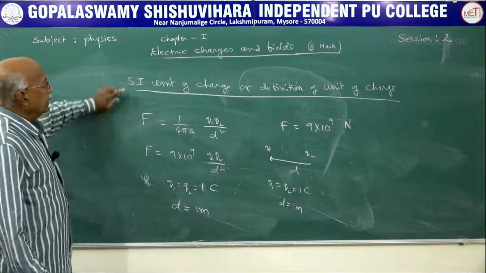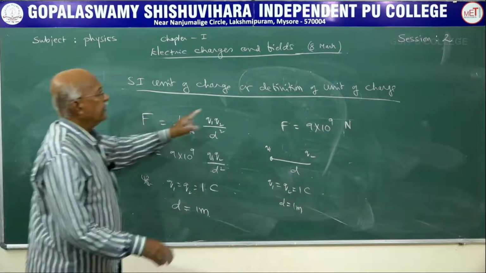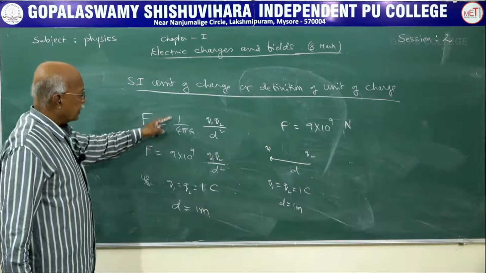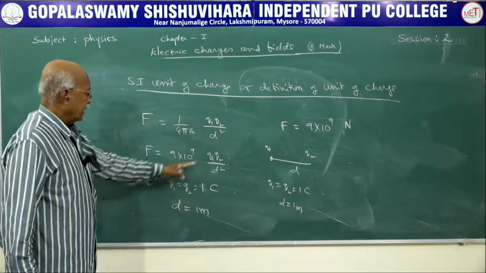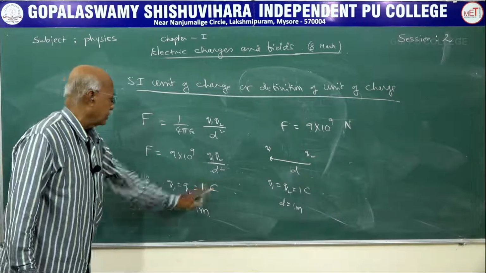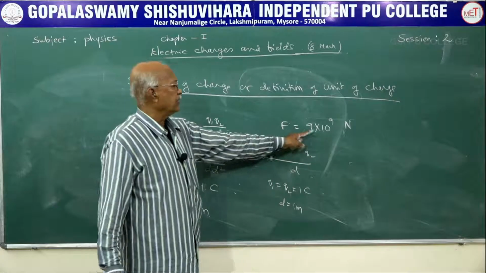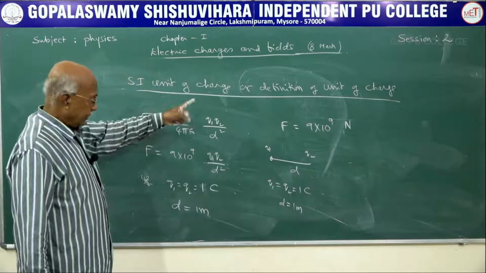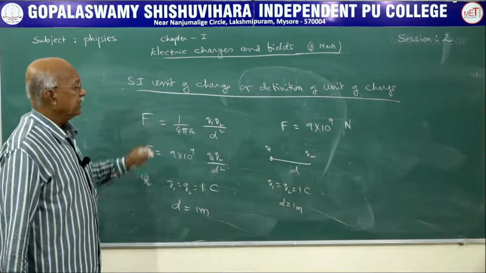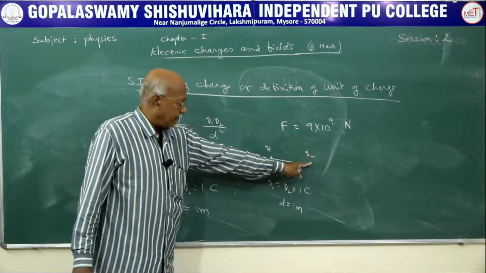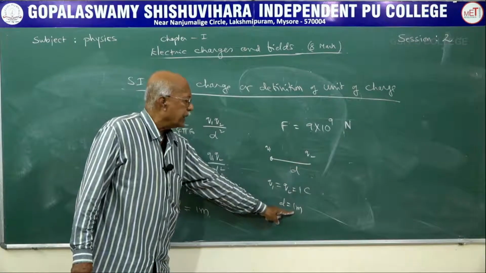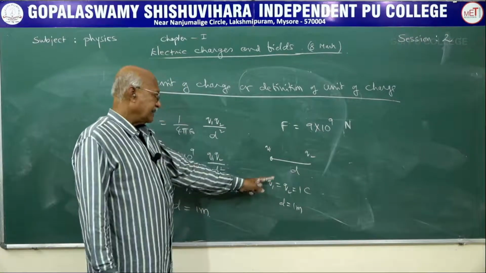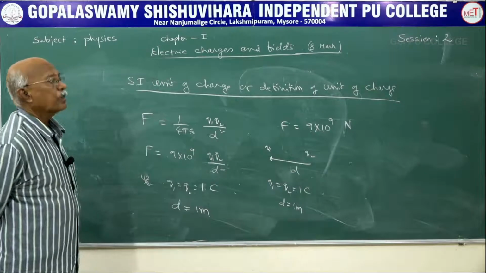So we will write like this: the SI unit of charge is coulomb. Definition of unit of charge we are writing. Mathematically, F is equal to 1 over 4 pi epsilon Q1 Q2 by d square, and if Q1 is equal to Q2 is equal to 1 coulomb, d is equal to 1 meter, therefore F is equal to 9 into 10 to the power of 9 Newton. So how are you going to define unit of charge? The SI unit of charge is coulomb. Coulomb is defined like this: it is that charge which placed from a similar charge at a distance of 1 meter experiences a force of 9 into 10 to the power of 9 Newton, then the charge under consideration is said to be equal to 1 coulomb.